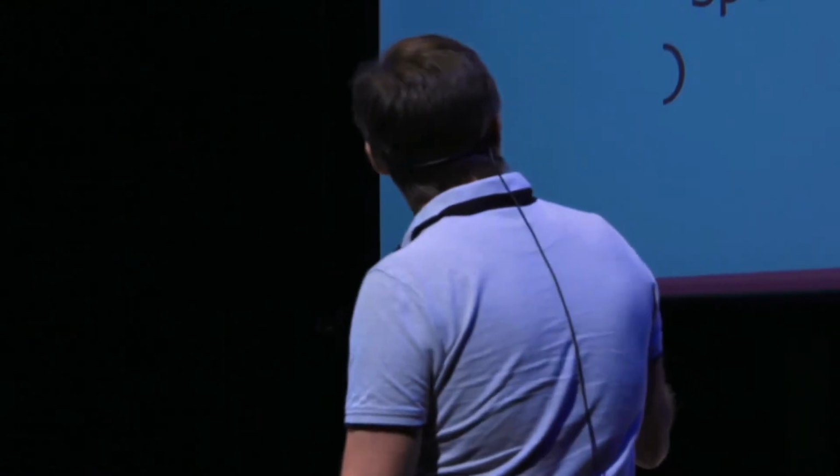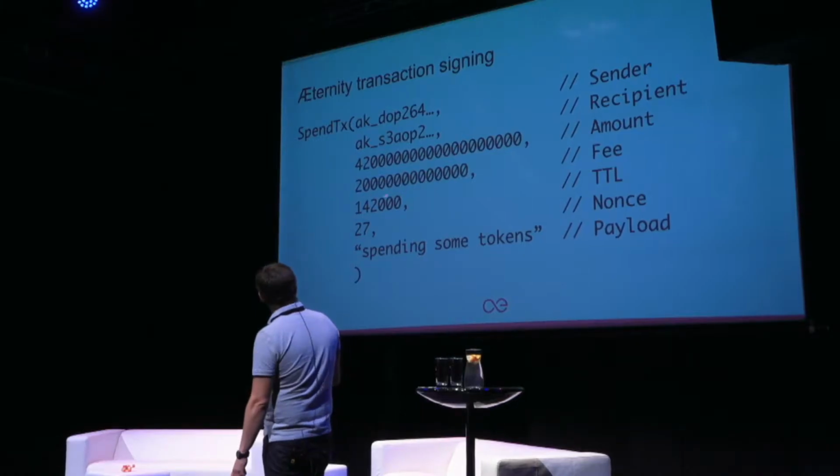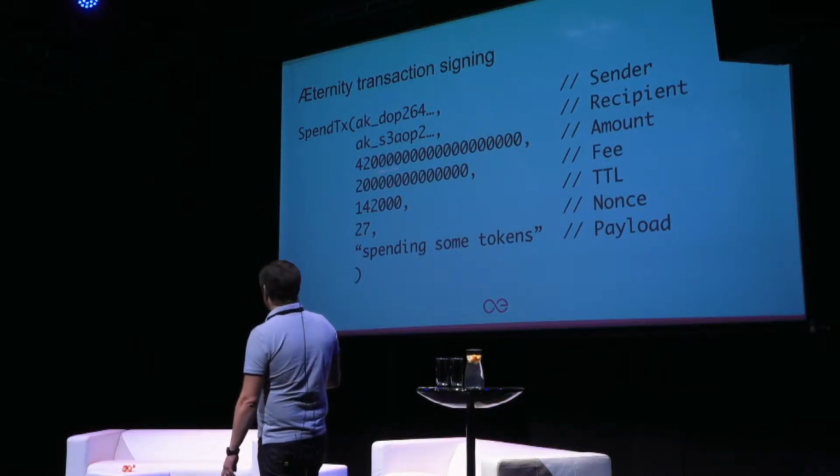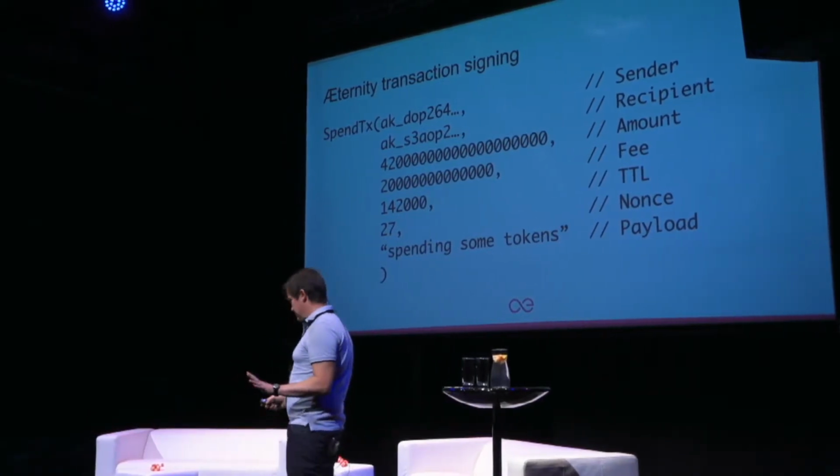But before we can actually look into what the generalized accounts does differently, we actually have to know how we sign transactions today. So this is a typical aeternity transaction, the simplest kind we have, a spend transaction. There is a sender. There is a recipient, two addresses. You send an amount of tokens, you pay a fee, you give it a time to live. You have to put in the correct nonce for this sender, and you can add some arbitrary payload to your transaction. Just a transaction, nothing fancy.